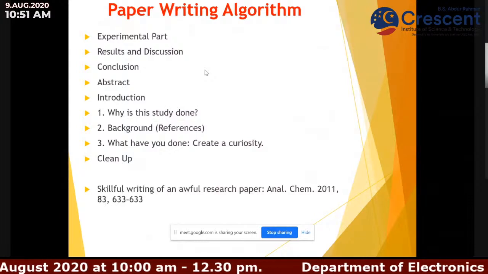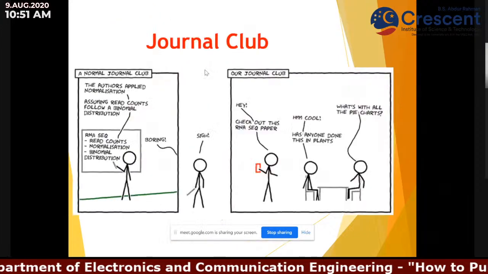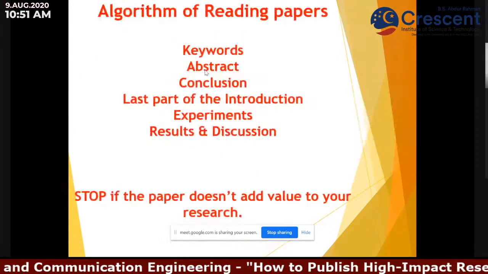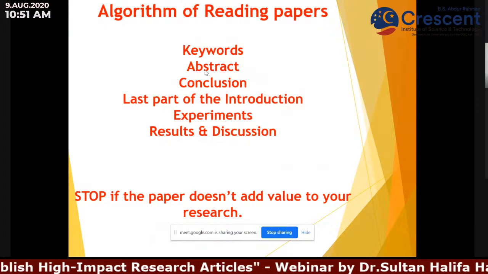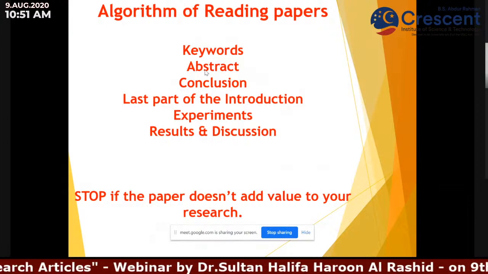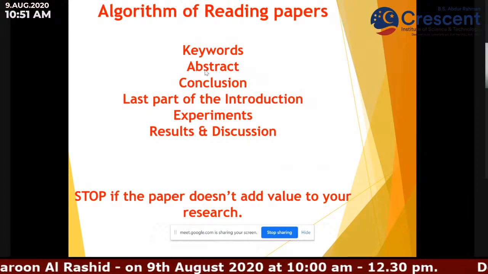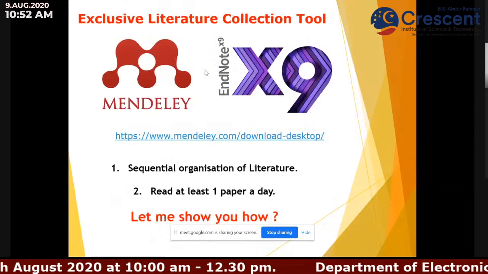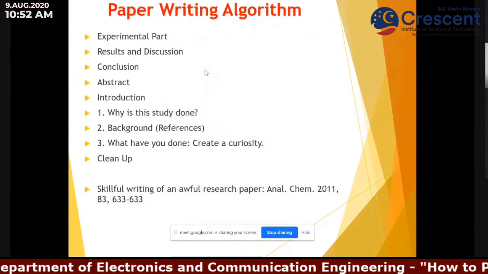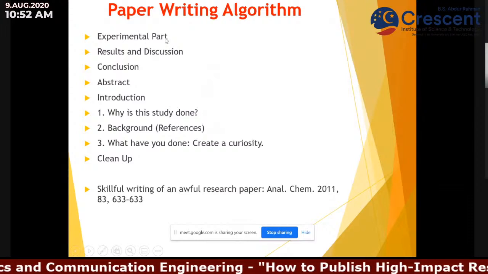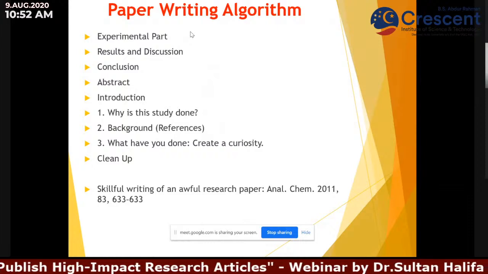Okay, now we have come to the important part of writing a paper. I'm going to switch a few slides before and compare the difference between reading a paper and writing a paper. When it comes to reading a paper, we read the keywords first, then the abstract, conclusion, the last part of the introduction, experiments, and results and discussion. But while writing a paper, you will see the exact opposite. First, in your paper, you will write your experimental part. Say, for example, let me give a funny example for this as well.